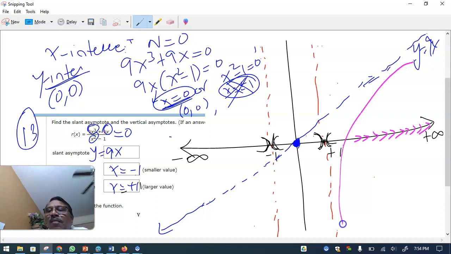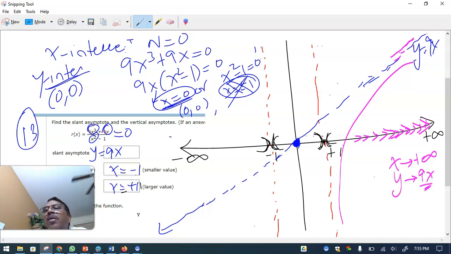The question is, is this how the graph looks? Or, as x becomes a very large number, the output takes a value almost equal to the blue line. Remember the meaning of this: when x becomes a very, very large positive number, y takes the value of 9x. Whatever the 9x takes, y is almost the same. That's what it means.